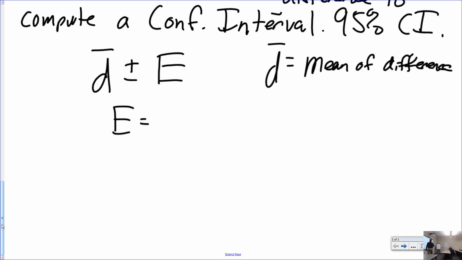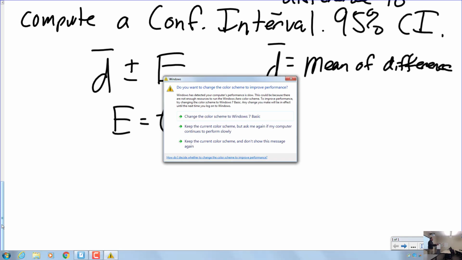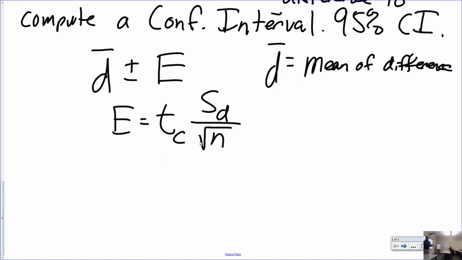It's T crit times the standard deviation of our D's divided by the square root of n. And this should look like a very familiar formula. It's exactly the way chapter 8 looked for a small sample size confidence interval calculation. So basically we've taken these two populations and broken them down into essentially one population that represents the difference between the two populations that we are working with.